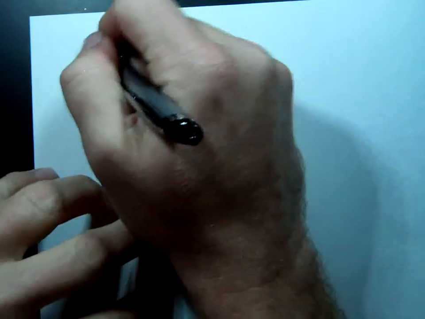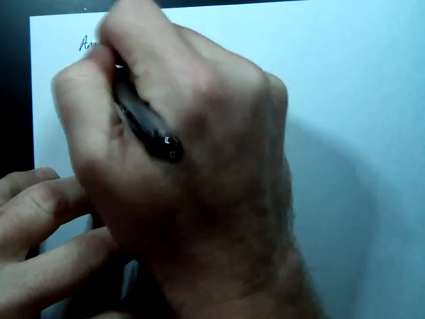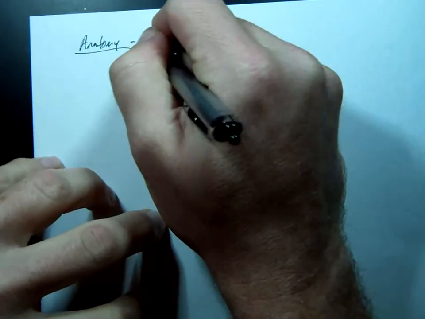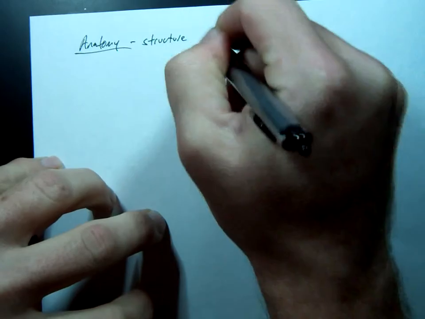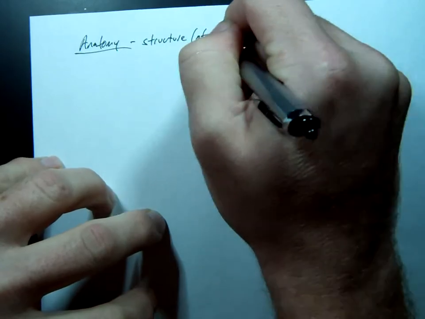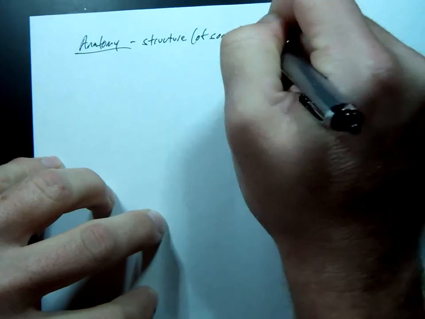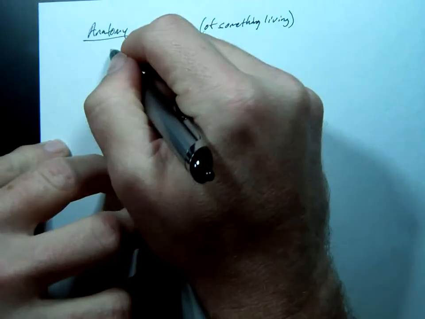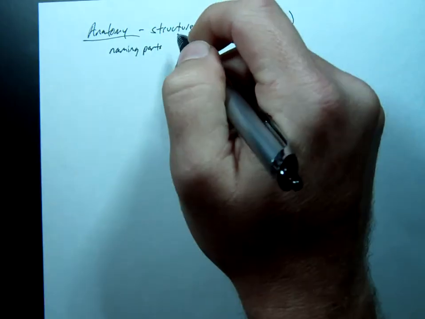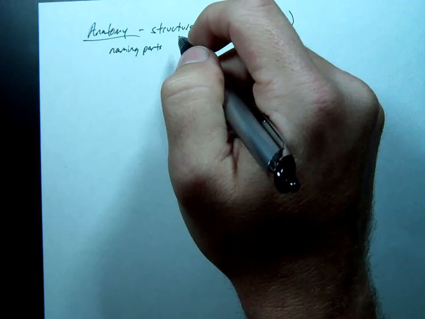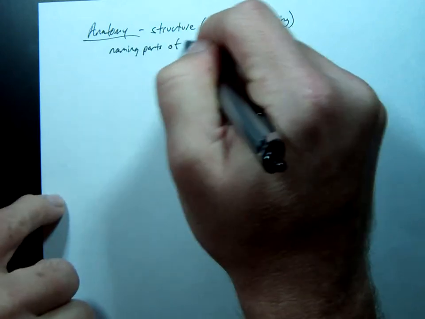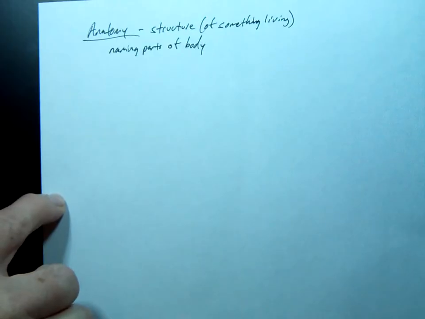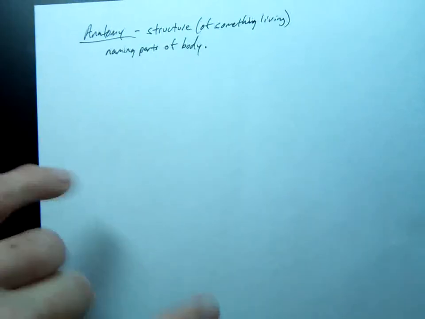All right, so anatomy is simply structure. Structure, and I'm going to be more specific, of something living. Examples would be naming parts. Parts of the body. And those parts have parts within them. And then we probably should go ahead and define this as well.